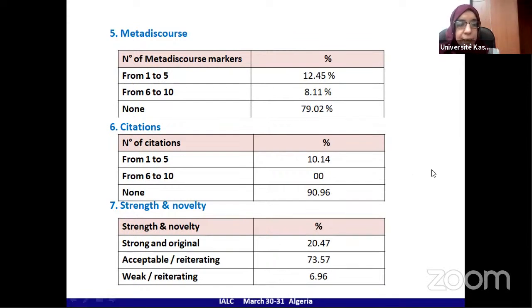The final feature in my analysis is strength and novelty. And of course, I should say that some of the abstracts which are included in my corpus were rejected. Well, here 20.47% of abstracts are strong and original, while 73.57% are acceptable but reiterate previously dealt with topics. And finally, 6.96% of abstracts, many of which were rejected, are weak. They do not leave impact on the reviewer. They do not convince the reviewer to accept it, and they reiterate previously dealt with topics.